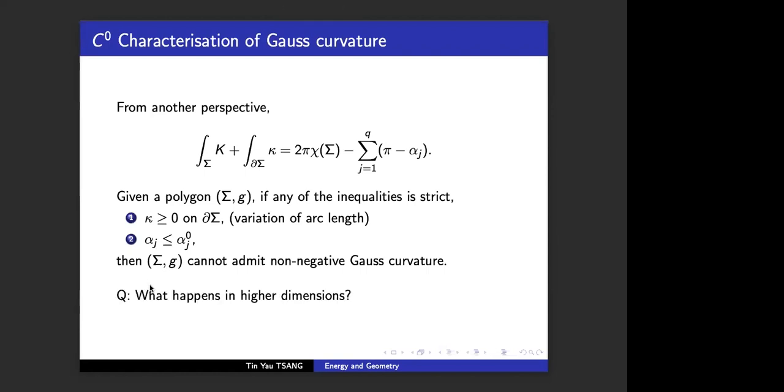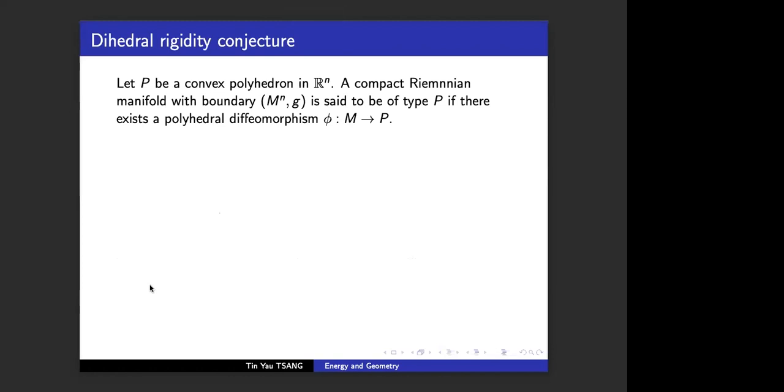So what happens in higher dimensions? Let P be a convex polyhedron in R^n. A compact Riemannian manifold with boundary is said to be of type P if there exists a polyhedral diffeomorphism. Which means that, because overall the polyhedron itself has angles, corners, and vertices, when restricted to the interior of the faces, the interior of the polyhedron, and the interior of the edges, the map will be smooth.